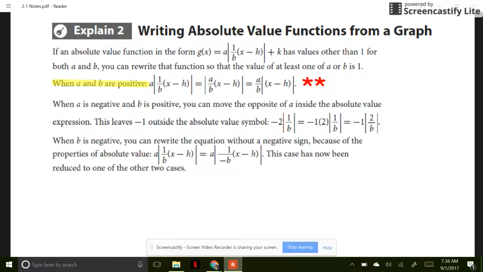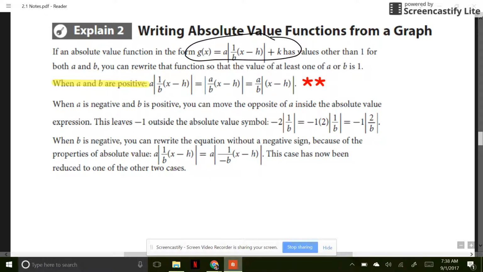So today we're looking at doing a little modeling and writing absolute value functions when we're given the graph. So we have our standard form for when we do our graphing with our different transformations, our horizontal, our vertical translations, and then our dilations. So based on this, when we have values other than 1 for both a and b, we can rewrite that function so that the value of at least one of a or b is 1.